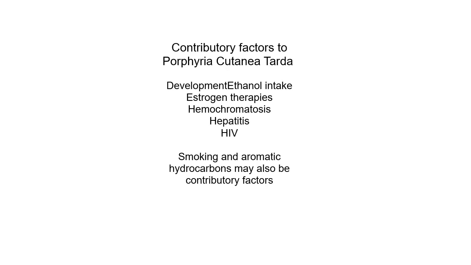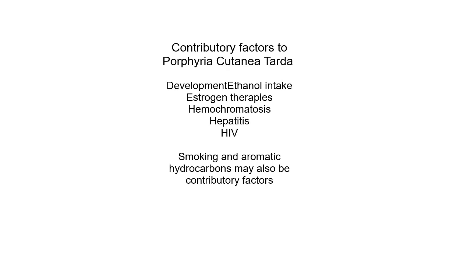Expression of both sporadic and familial forms of this disease most often requires exposure to environmental or infectious agents or the presence of coexisting conditions that adversely affect liver cells and result in overstorage of iron in the liver cells. Ethanol intake, estrogen therapies, hemochromatosis, hepatitis, and HIV are among these contributory factors.